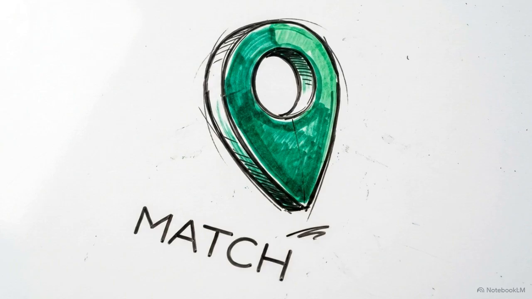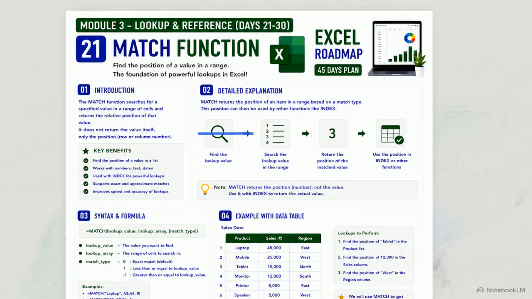Now, look at this breakdown for match. Think of it as a GPS. You give match a specific value to search for within a single row or column, and it returns an integer telling you its relative position. Here, the lookup value is found in the third spot, so match returns a 3.